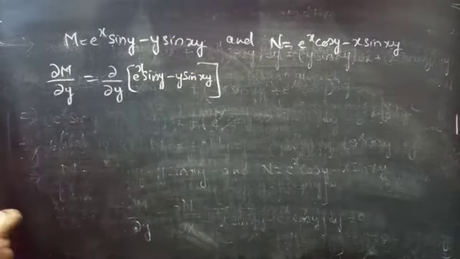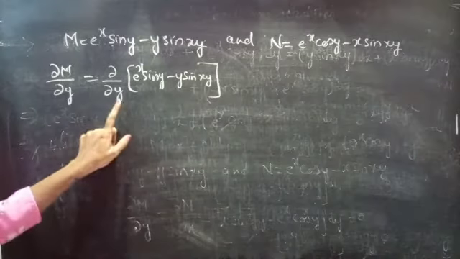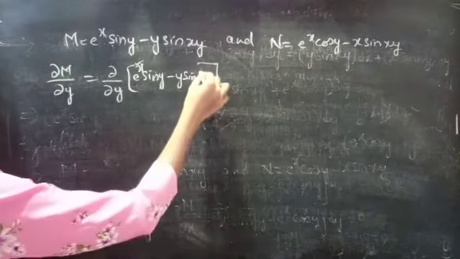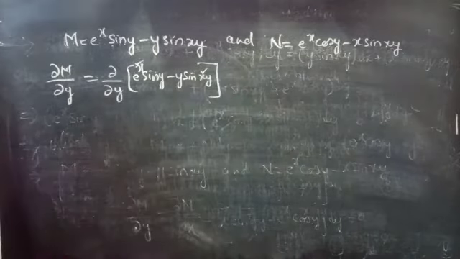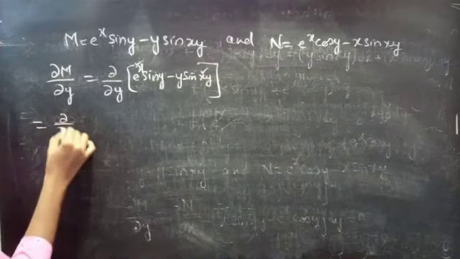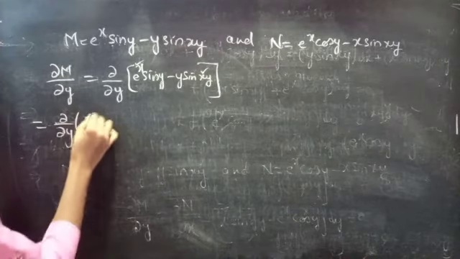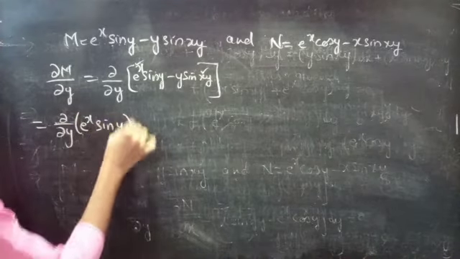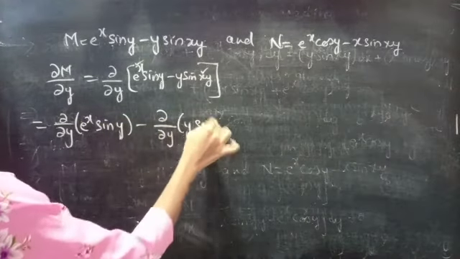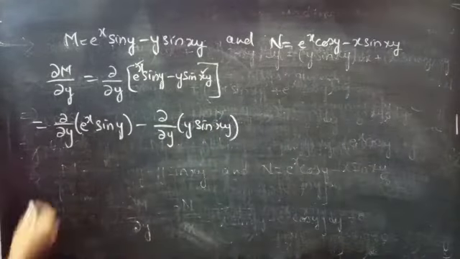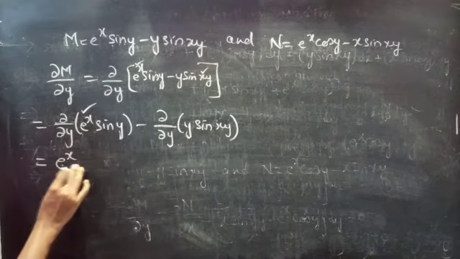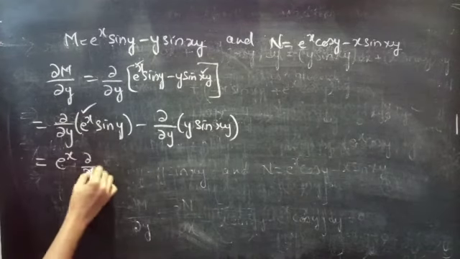the partial derivative of M with respect to y, of e^x sin y − y sin(xy). Since we are doing partial derivative with respect to y, x is treated as constant. Then e^x will be constant here. This equals ∂/∂y of e^x sin y minus ∂/∂y of y sin(xy). You can write this constant separately from the derivative.